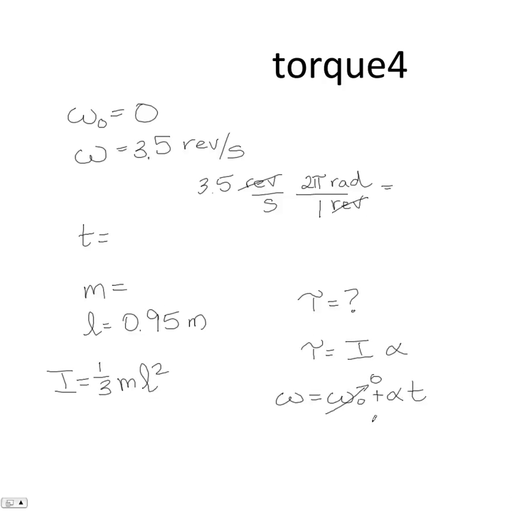So we solve this for alpha. That's going to be just omega over t. We've already changed omega into the right units. T's in the right units. So we can calculate alpha, and then we're going to put the alpha and the I together into this equation to do the final calculation.